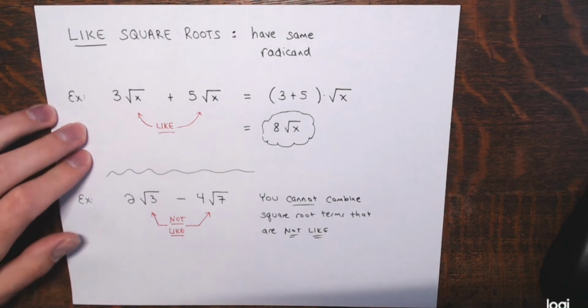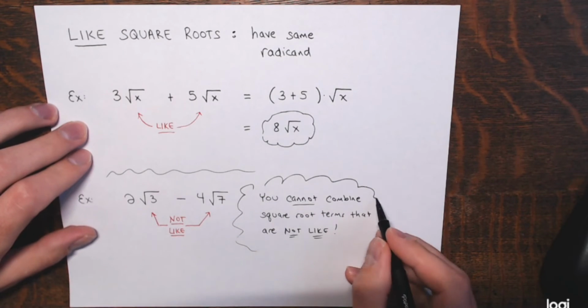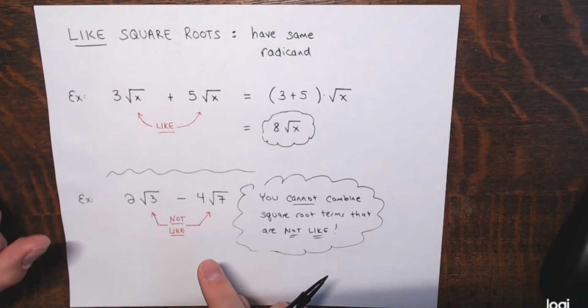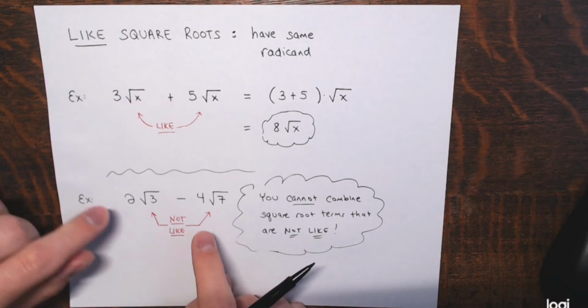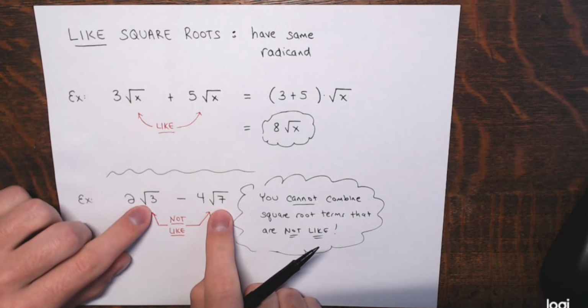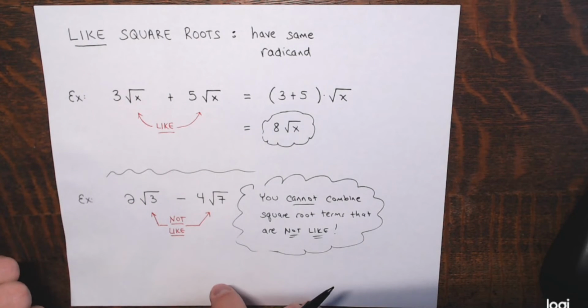Okay? Put that in a nice little bubble here. So this expression, 2 times the square root of 3 minus 4 times the square root of 7, that's how I would leave it. Now, if the square roots can be simplified, perhaps we could change them into square roots that are like.